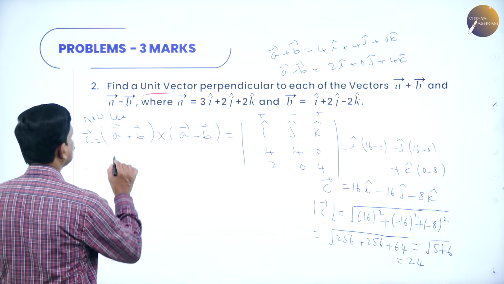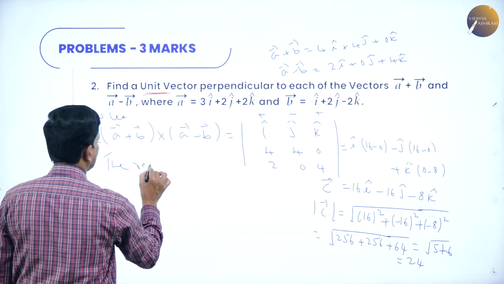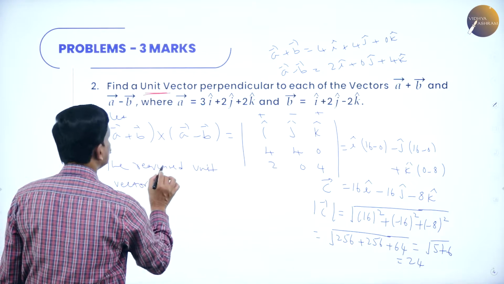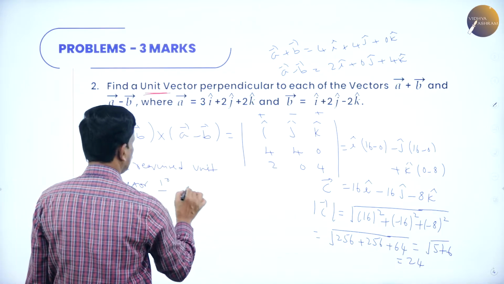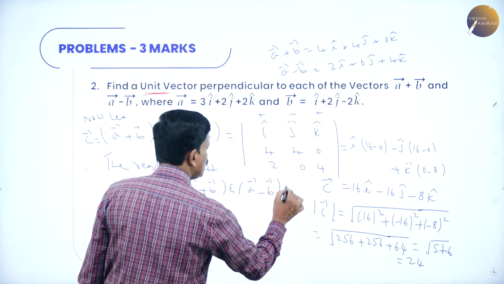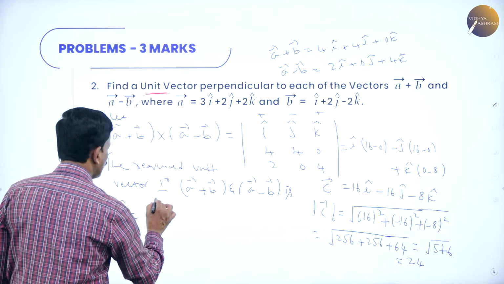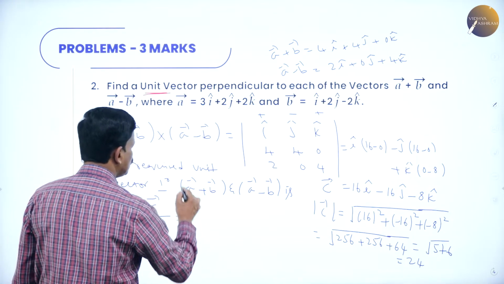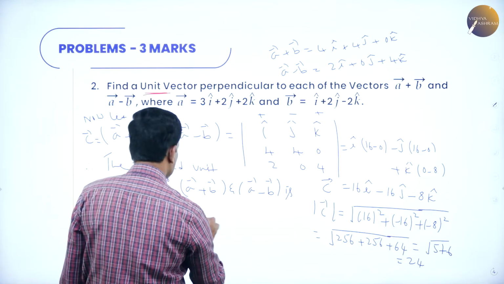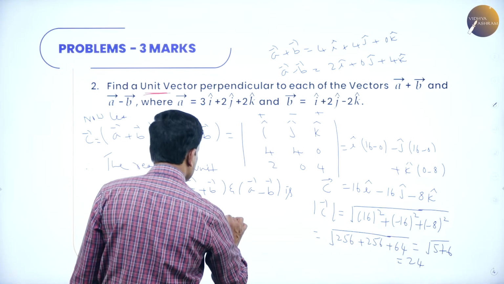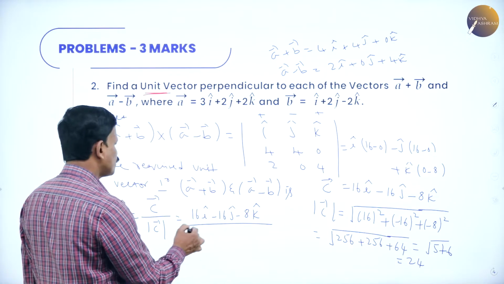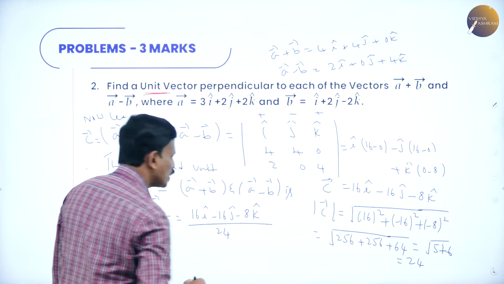So therefore, the required unit vector perpendicular to vector a plus b and a minus b is C cap, which is vector C divided by its own length. That is a plus b cross a minus b divided by its own length. So C is 16i minus 16j minus 8k divided by the square root of this, which is 24. The length of this is 24.